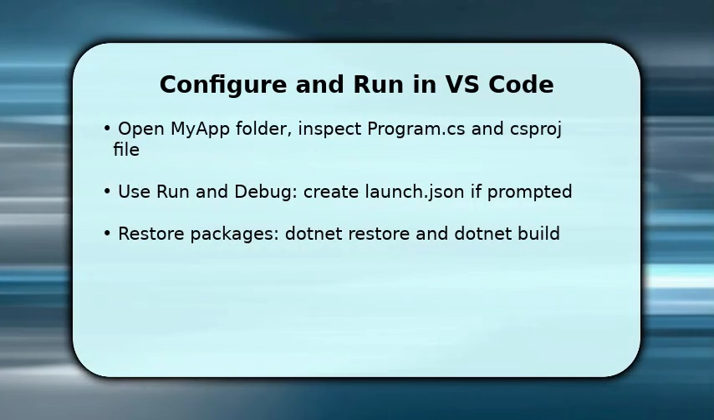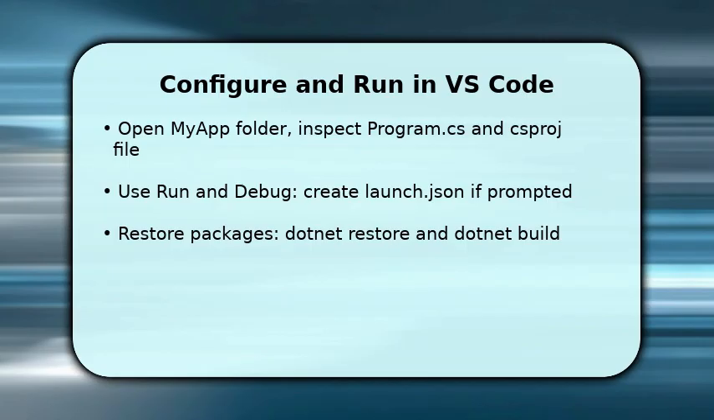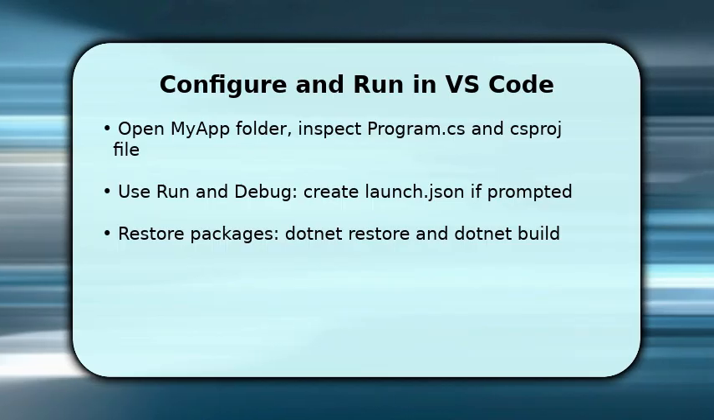Once the project is loaded, inspect Program.cs and the .csproj to confirm the target framework. If VS Code prompts, create a launch.json to enable debugging, choose the .NET Core Launch profile. Run dotnet restore to fetch packages, then dotnet build to compile.